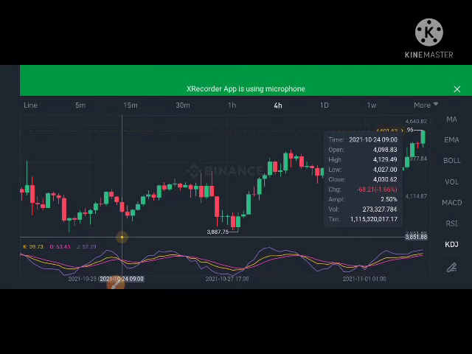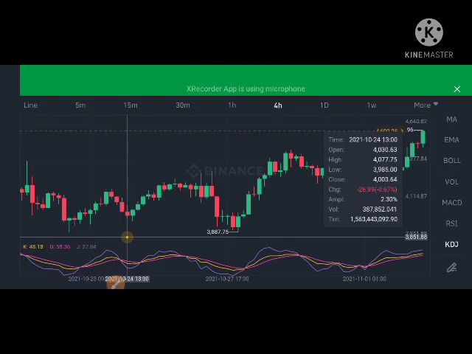Do you understand? So if you were to buy this market, what you will do is wait for the J line to cross the K and the D line. That is your entry point. It's as simple as that.